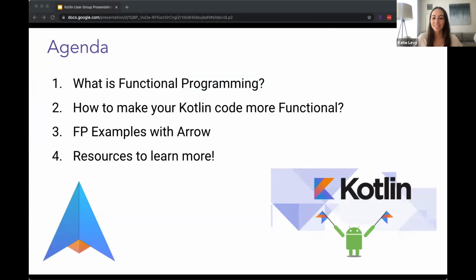So here's what we're going to go through. First of all, what even is functional programming and why is it important? Why do we care about it? Secondly, how to make your Kotlin code more functional, as well as functional programming examples with Arrow, which is a functional programming library for Kotlin. And lastly, we'll give you some resources to learn even more on your own.